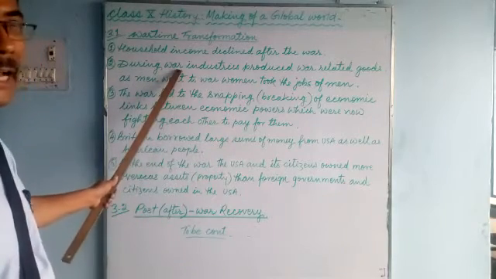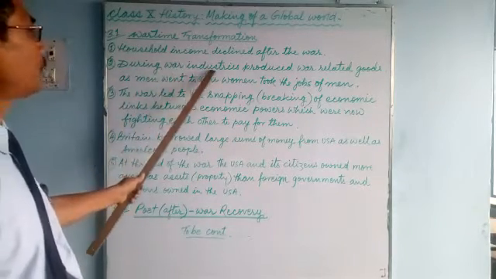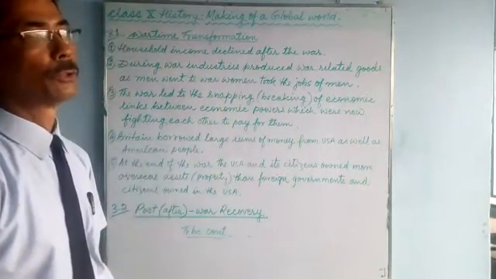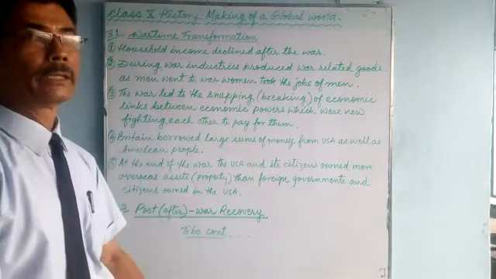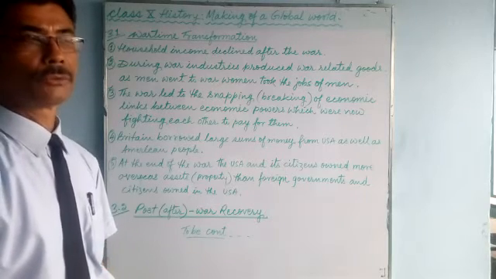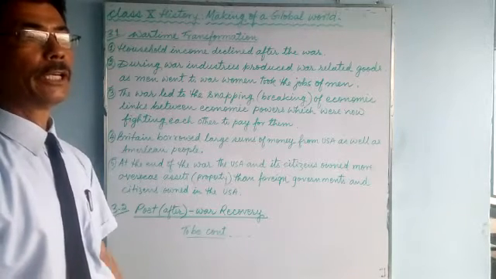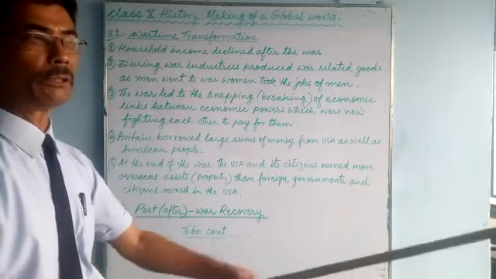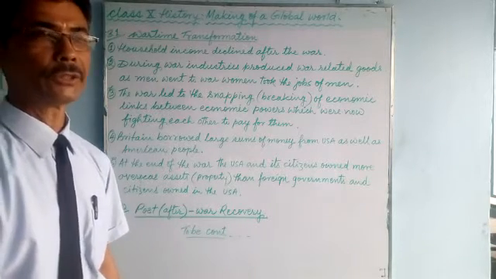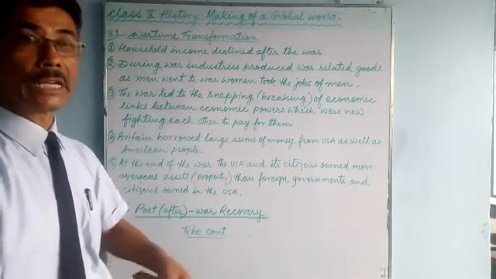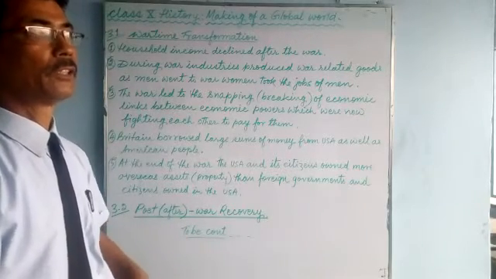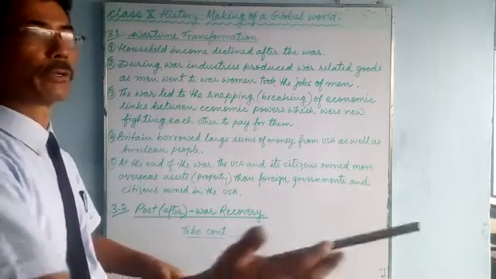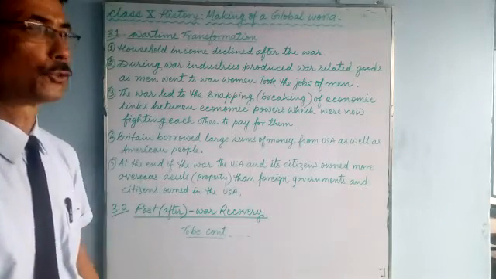During the war, industries produced war-related goods. They were building ammunitions, bombs, aircraft, machineries, guns, tanks. The industry was restructured. The industries were made in such a way that they could produce war-related goods.